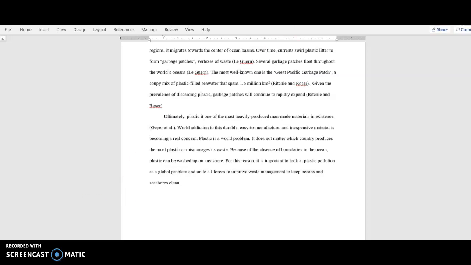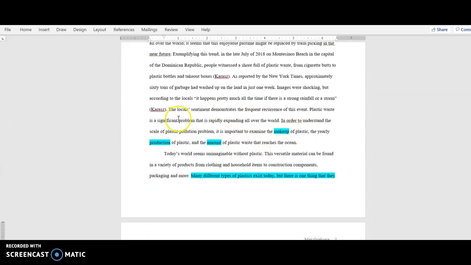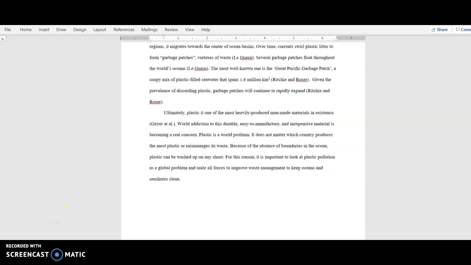The last thing you need to do in your essay to organize it is to restate the thesis and the forecast. In this essay, the thesis is restated. You can see in this final sentence, for this reason it is important to look at plastic production as a global problem. That is a restatement of the thesis in the introduction, which said plastic is a significant problem that is rapidly expanding all over the world. So the thesis has been restated in the conclusion just to remind the reader what the point of the paper was.